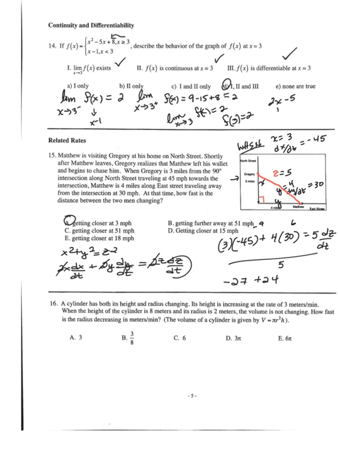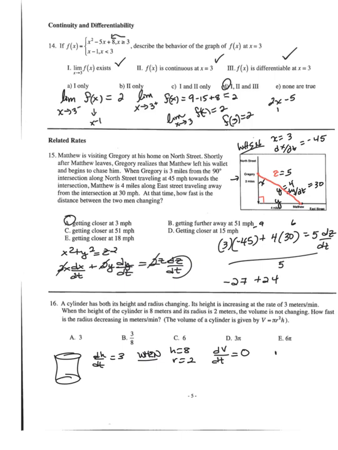Let's take a look at number 16. A cylinder has both its height and radius changing, so it's getting wider and taller. Draw a picture of a cylinder. Its height, dh/dt, is increasing at 3 meters per minute when the height is 8, the radius is 2. The volume is not changing. Well, if the volume is not changing, that means its rate would be 0. How fast is the radius decreasing?